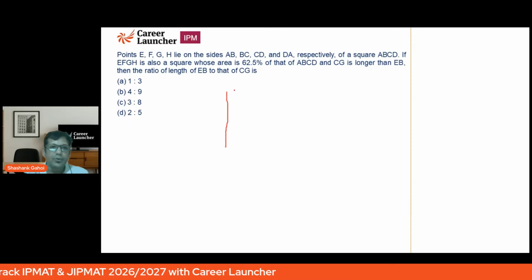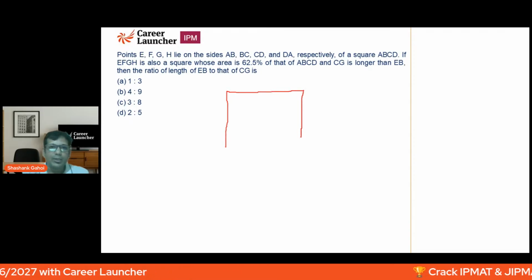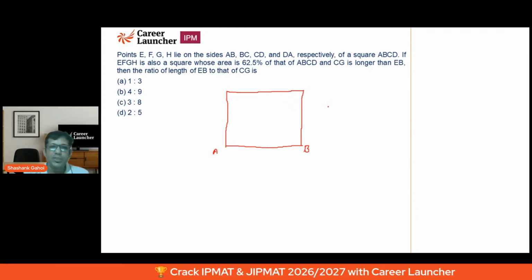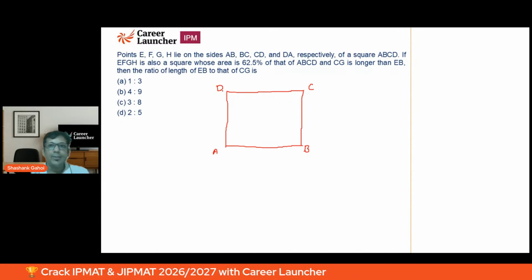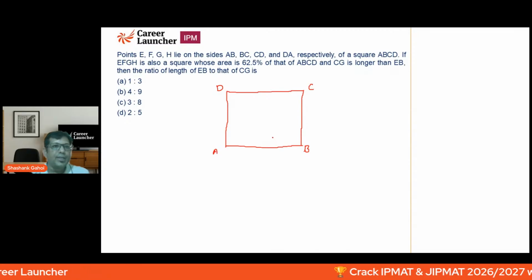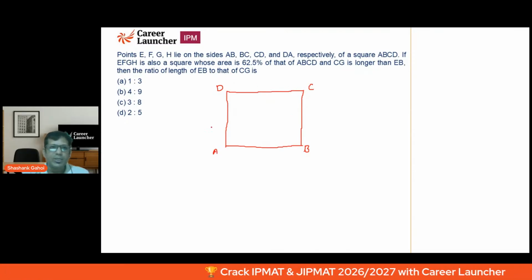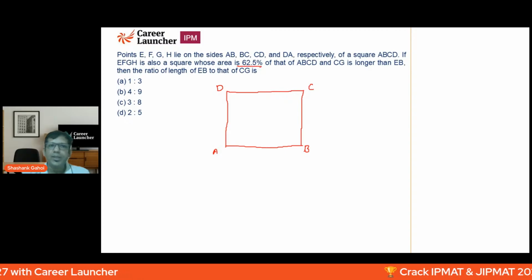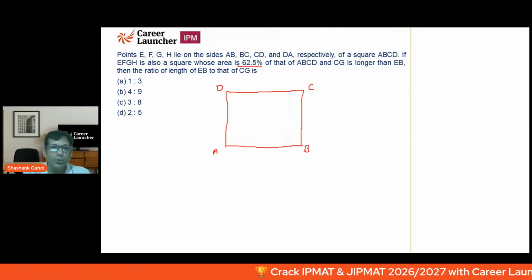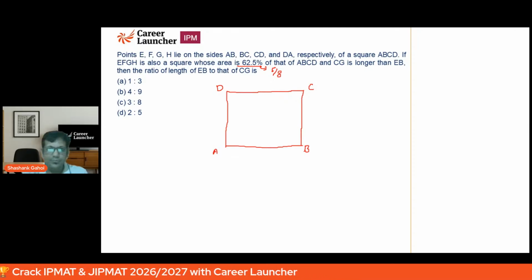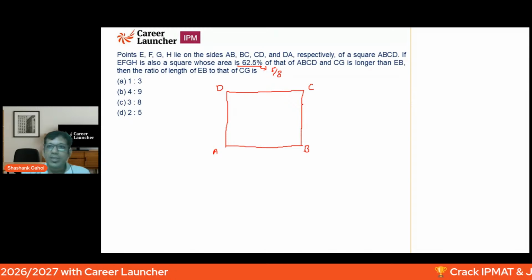So I'm going to draw a square, ABCD. We got A, B, C, D. It says that E lies on AB, and F lies on BC. So EFGH should lie here. Now it says that EFGH is also a square which has an area of 62.5%, which I'm going to read as 5 by 8, so that my calculation becomes easier. CG is longer than EB.